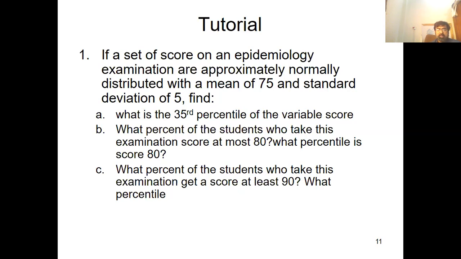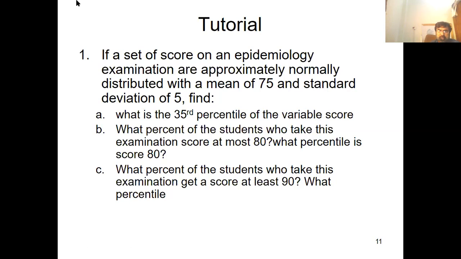Here, the mean and standard deviation are given in the scenario, but the questions are different from the previous one. Here you have to calculate the individual score, and from the individual score you have to calculate the percentile of that person as well. So we are required to calculate percentile from the individual score, and from the percentile we have to calculate the individual score as well.